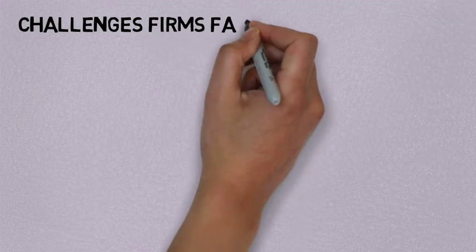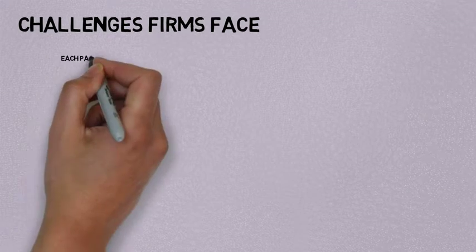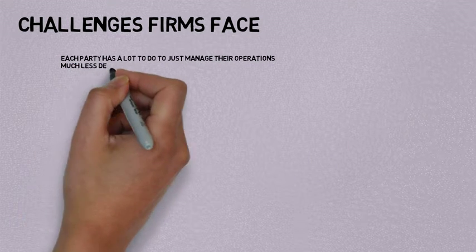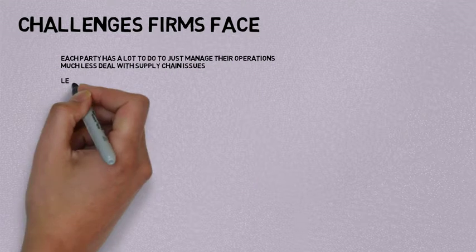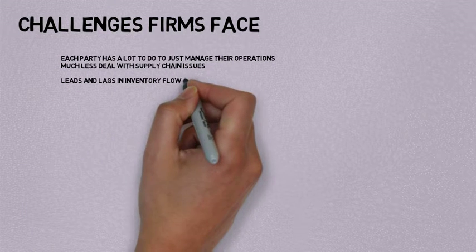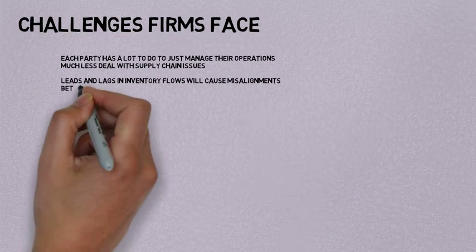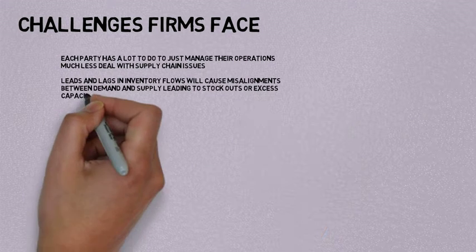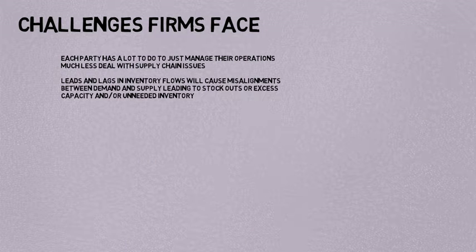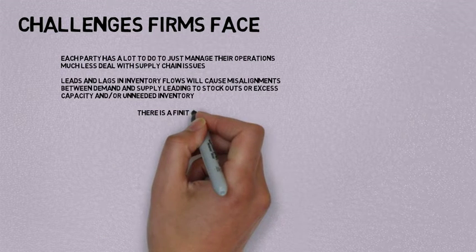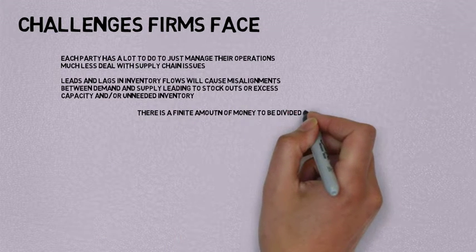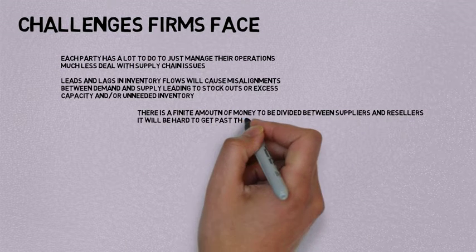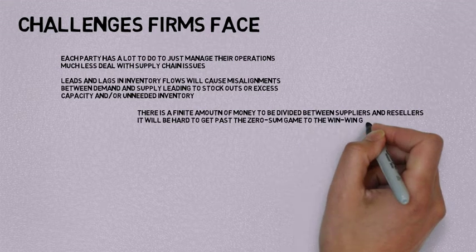This fee will offset or pay for lost profits. There are always challenges firms face. Each party has a lot to do to just manage their operations, much less deal with supply chain issues. Leads and lags in inventory flows will cause misalignments between demand and supply, leading to stockouts or excess capacity and/or unneeded inventory. There's a finite amount of money to be divided between suppliers and resellers. It will be hard to get past the zero-sum game to the win-win game.